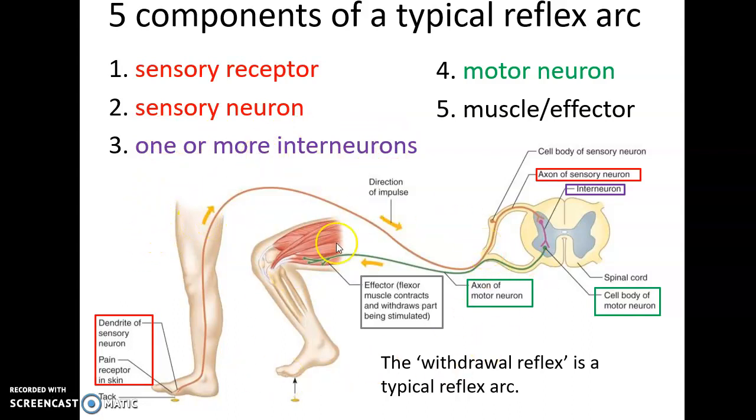So, for example, here's the withdrawal reflex. So you step on a tack. The pain, the injury will trigger the sensory receptor, which happens to also be the sensory neuron. Sensory neuron then carries that information to the spinal cord. It will synapse with an interneuron, which will then synapse with the motor neuron that sends the command to the proper muscle group, causing the person to withdraw, to raise the foot away from the site of pain, the tack.